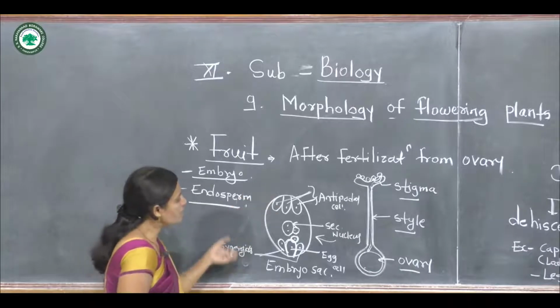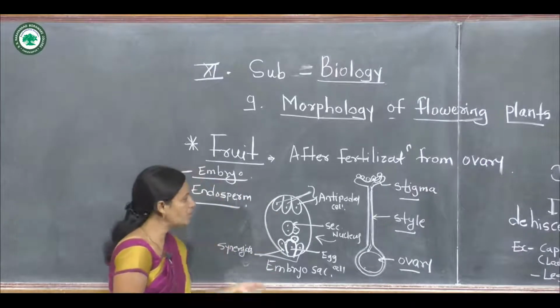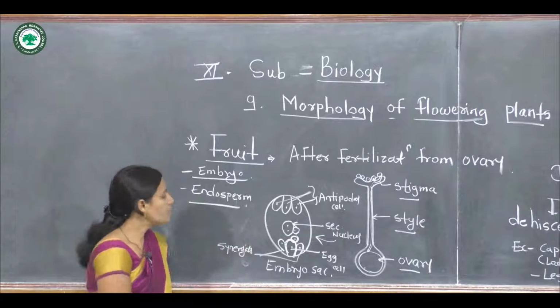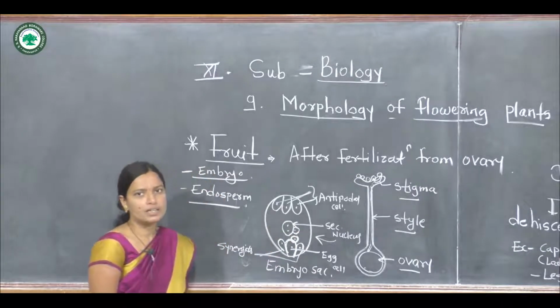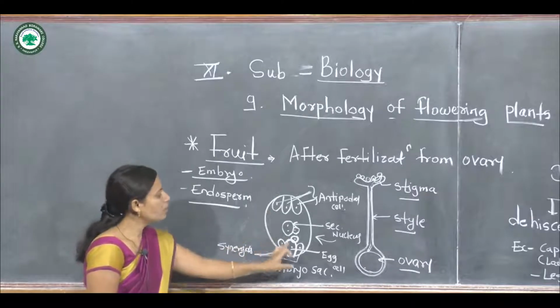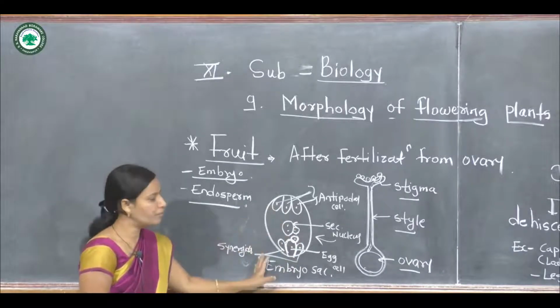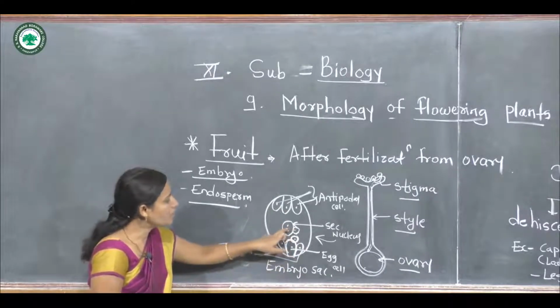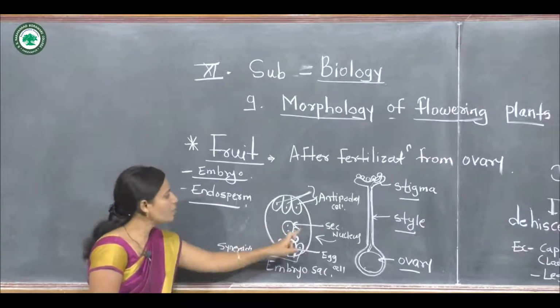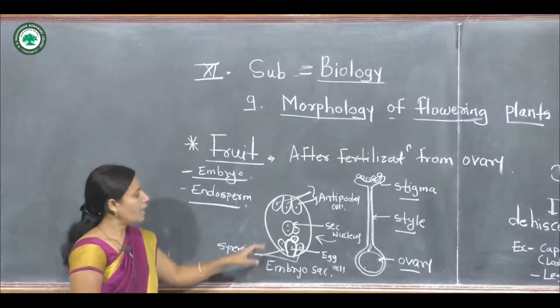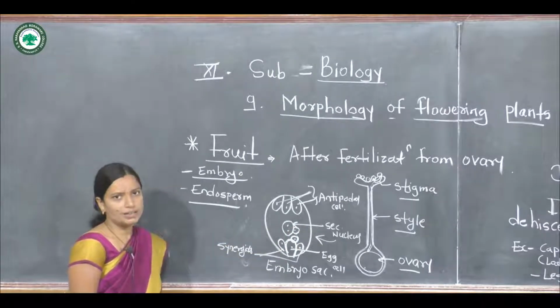Now this process is called fertilization, meaning double fertilization. One male gamete fuses with the egg cell and the other male gamete fuses with the secondary nucleus, so it is double fertilization and triple fusion. Two nuclei and one nucleus fuse, forming the triploid structure, and this process is called fertilization.